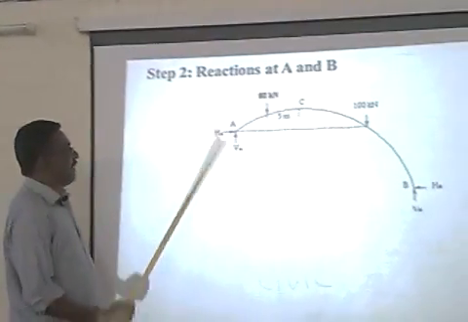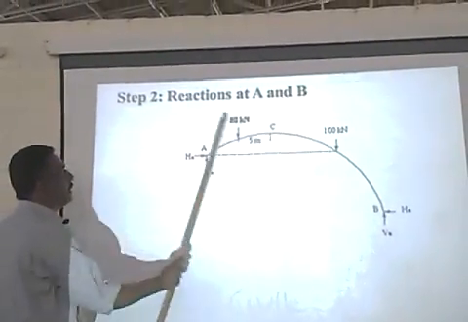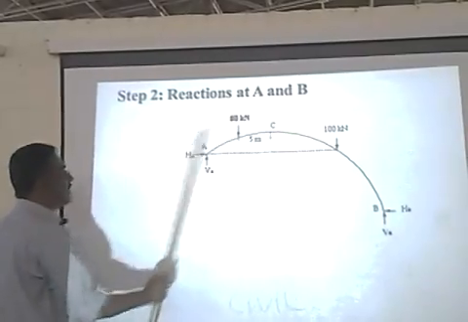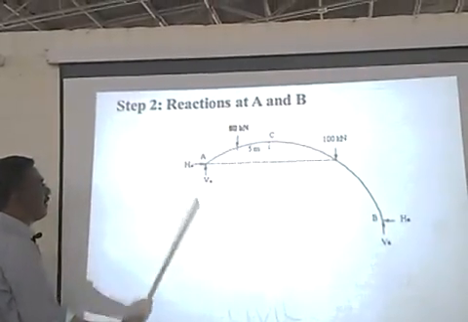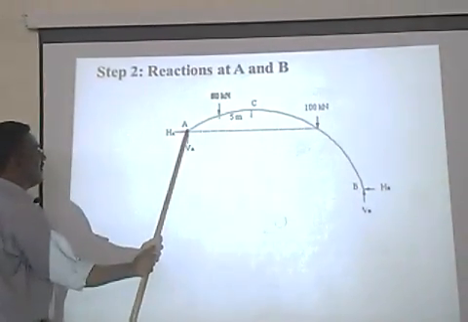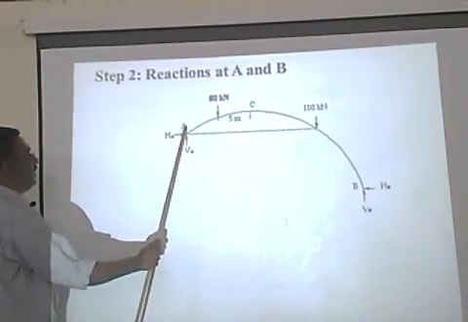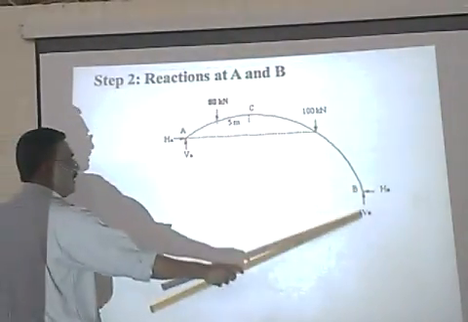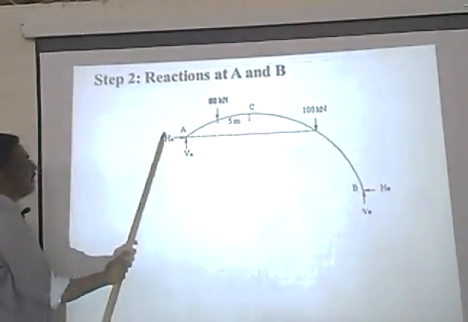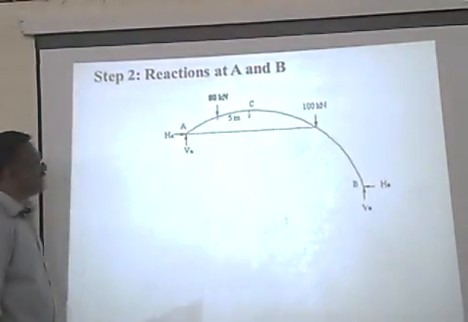So let us draw the diagram again. This is the given arch. These are the two load points. Due to this external load, there will be reactions created by the supports. There will be two vertical reactions, one at each support, and we will also have a horizontal reaction at each support.